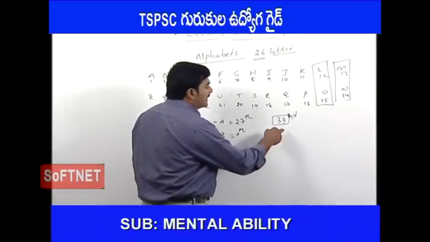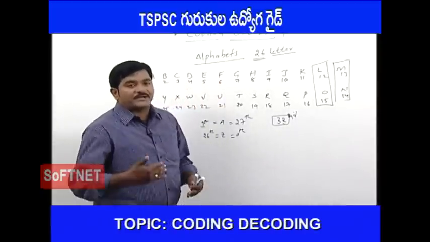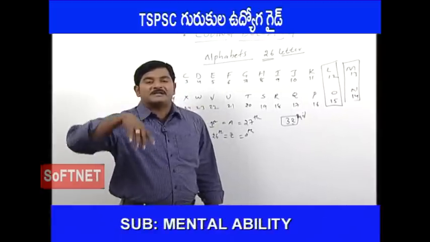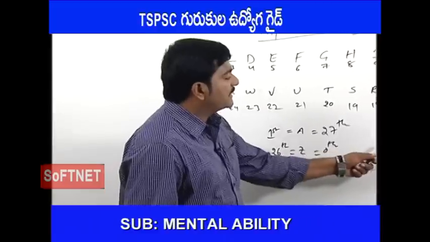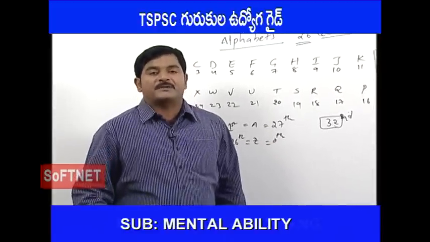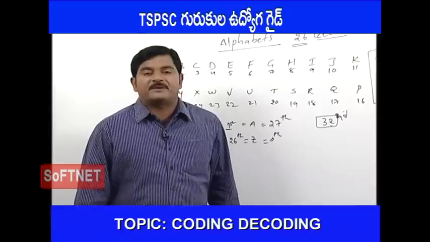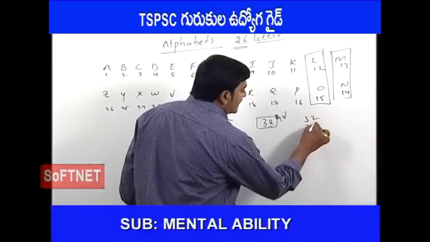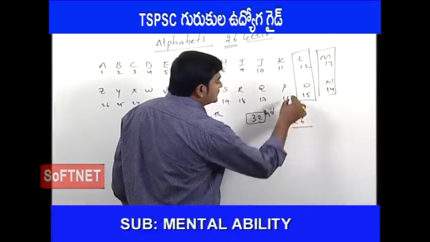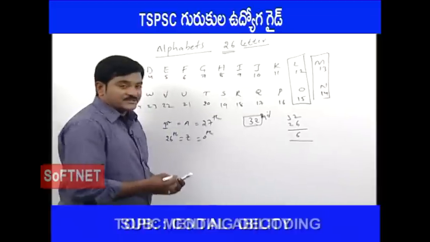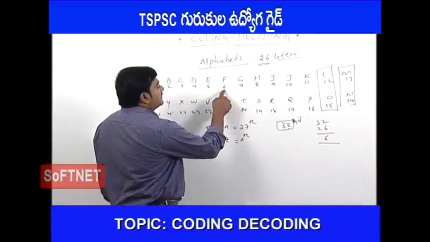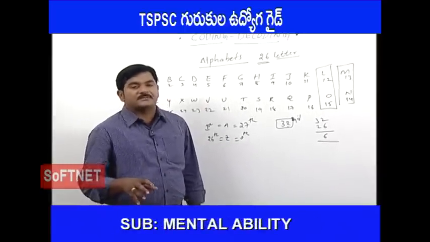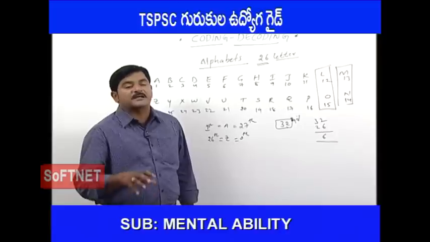He asked to find out the 32nd alphabet. To find out the 32nd alphabet, we need to subtract the possible number of sets. We can subtract only one possible set of alphabets. That's why from 32 I am subtracting 26. Subtracting 26 from 32, how much will you get? 6. Therefore, in the English alphabet, what is the 6th letter? F. The 6th letter is F, and similarly the 32nd letter is also F.